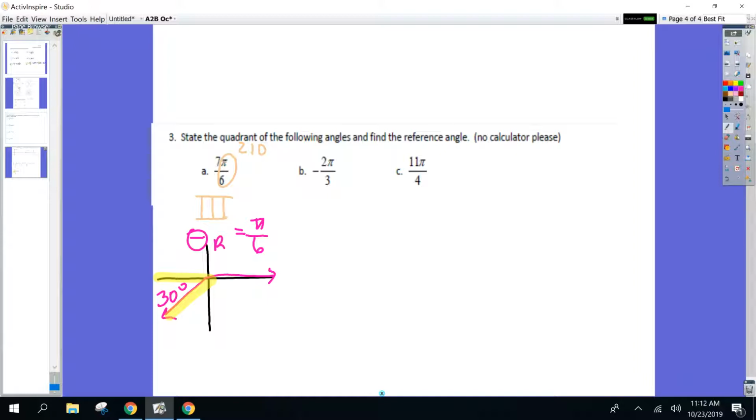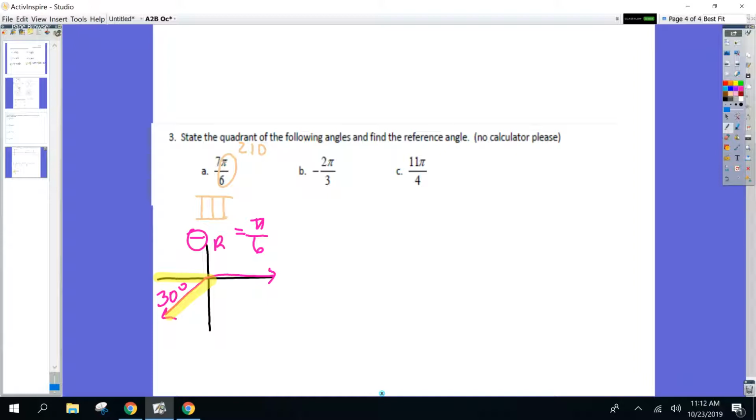Well, you stop. There's no pattern yet. We've only done one. Negative 2 pi over 3. Ready? Pi over 3. 60 times 2. Okay, we don't need to convert anymore, do we?